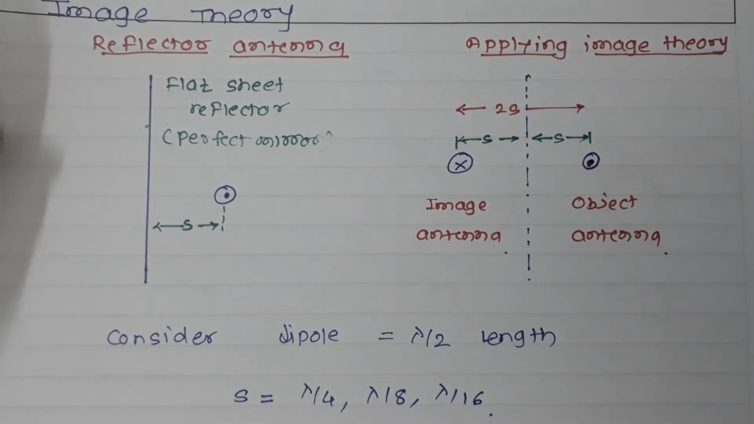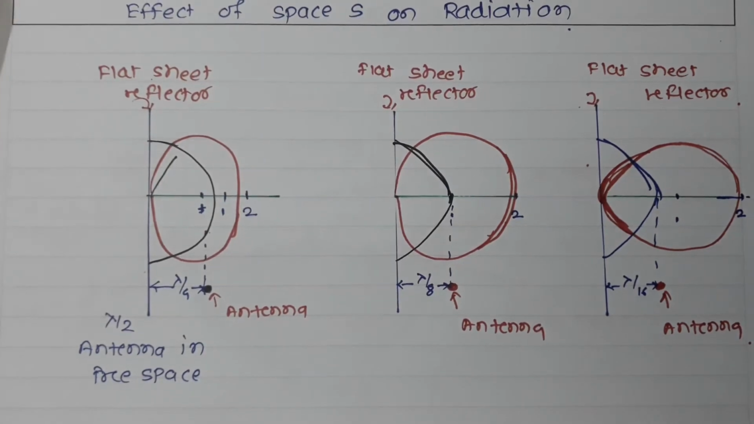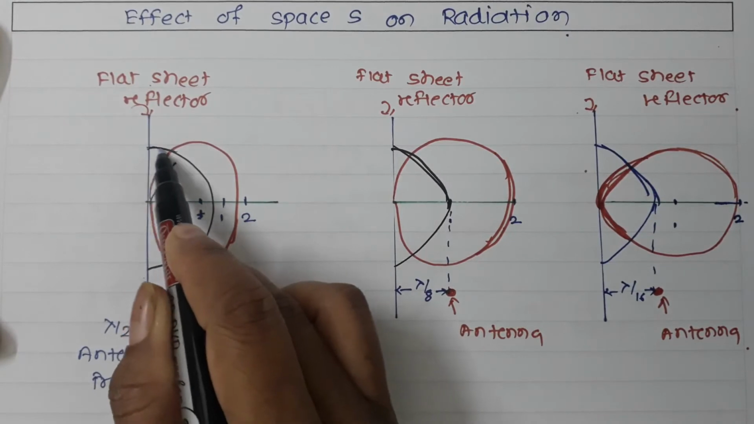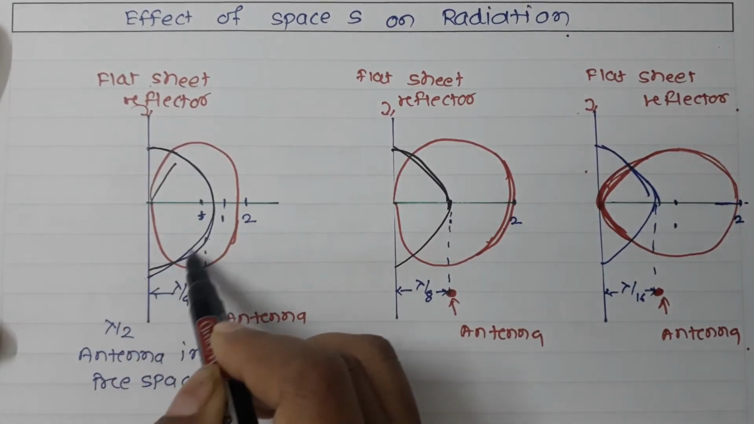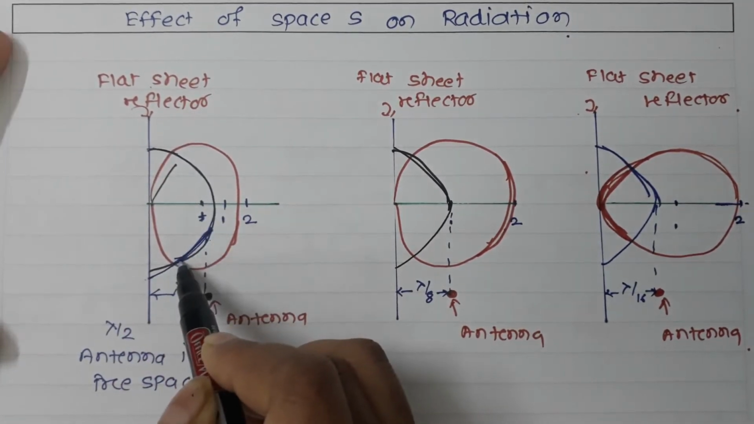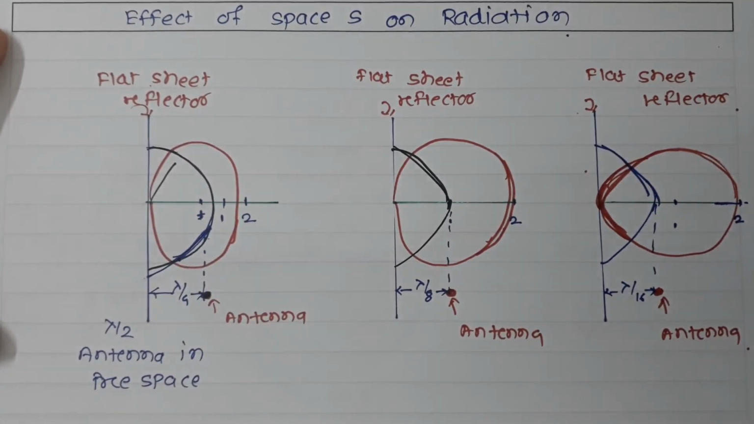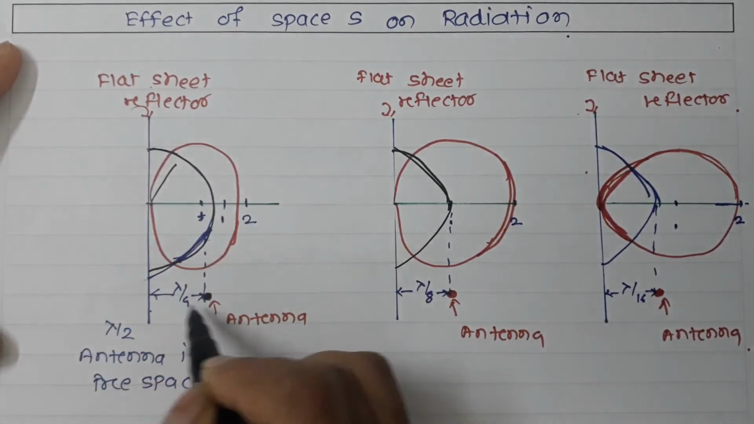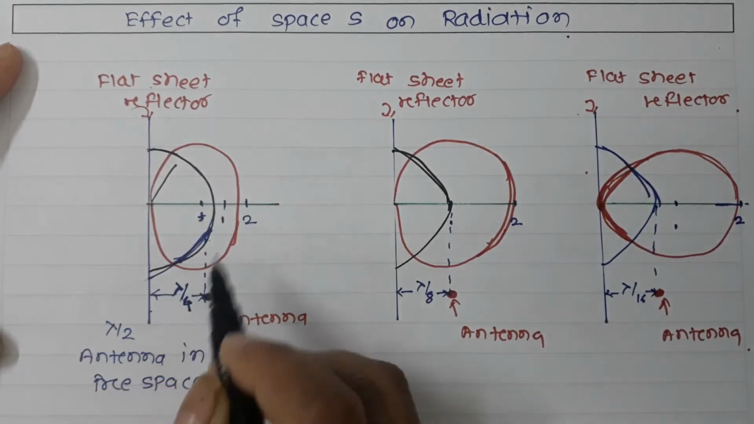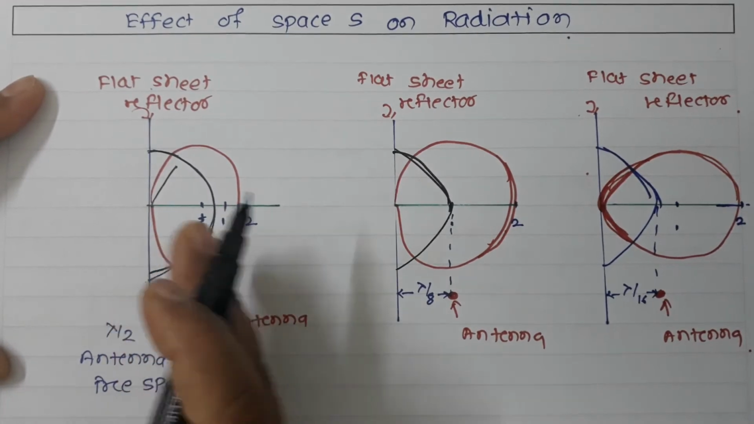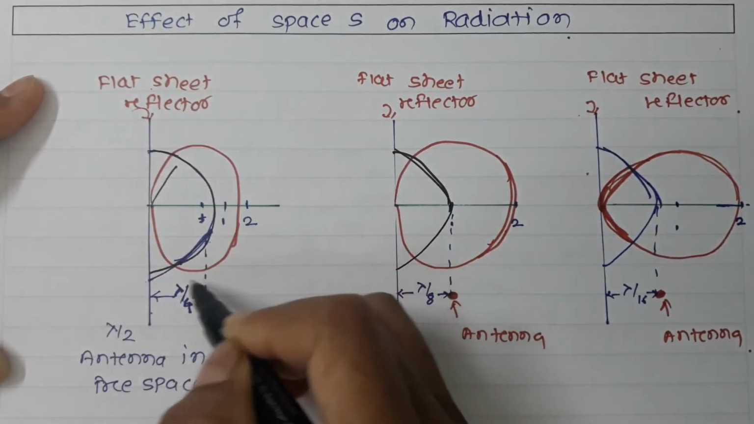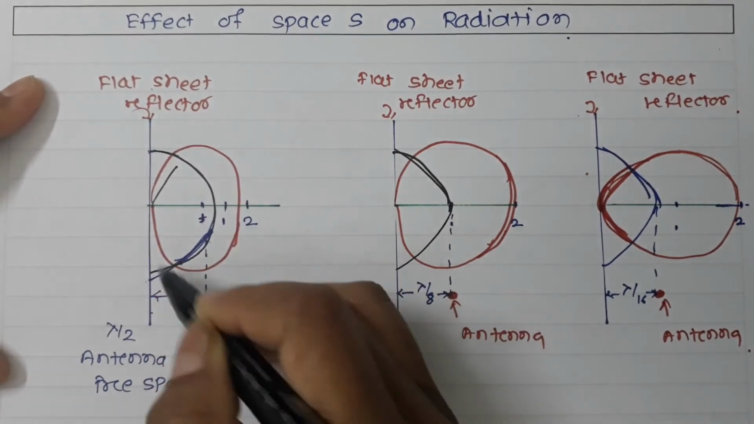Okay, now let us see what happens when we are doing all these things. So here I have considered a lambda by 2 antenna which I have placed over here. With the single antenna I'll have a radiation pattern, or a current distribution like this. Okay, if I am putting the flat reflector at a spacing of lambda by 4, you will have smaller reflections as the distance is smaller, and that will be added. So this will be the final radiation of your antenna.